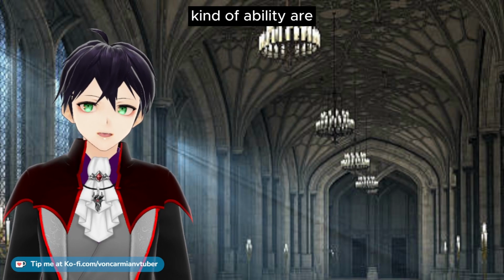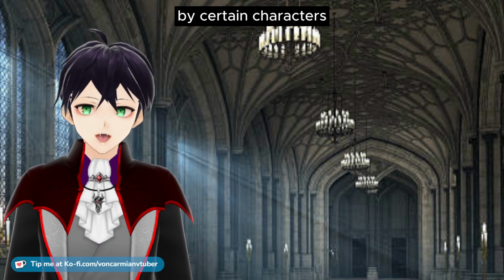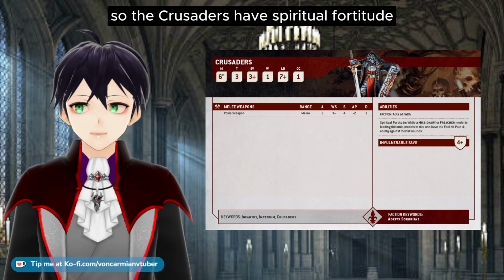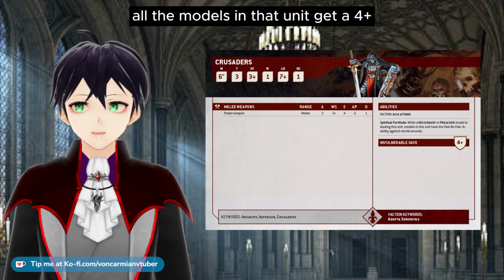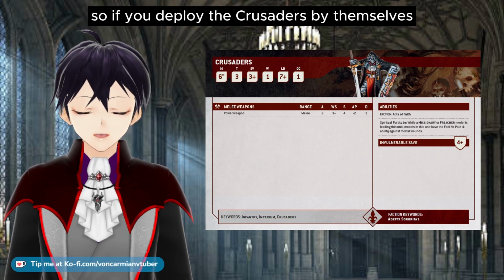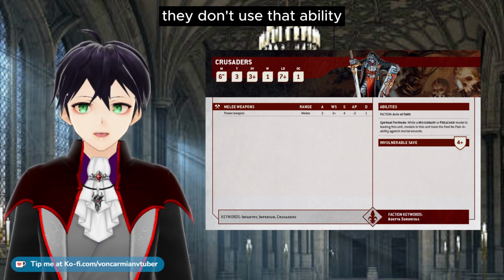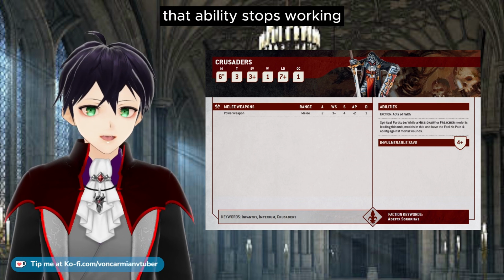And the fourth kind of ability are unit abilities that only happen when they're being led by certain characters. So the Crusaders have Spiritual Fortitude. While a Missionary or Preacher model is leading the unit, all the models in that unit get a 4+ Feel No Pain against mortal wounds. So if you deploy the Crusaders by themselves, they don't use that ability. If their character is killed by sniper fire with the Precision special rule, that ability stops working.